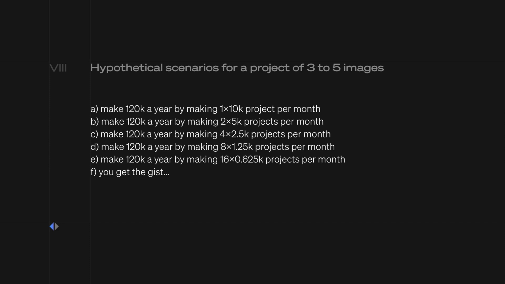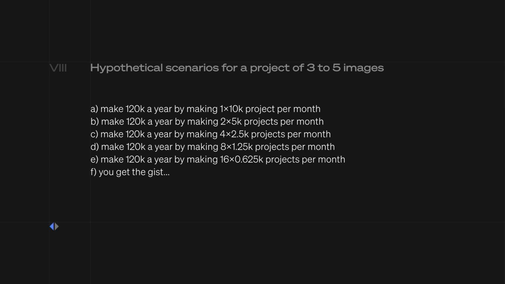And scenario E, make 120K a year by making 16 times 0.625K project per month, meaning you would charge 0.625K for 3 to 5 images, so around $200 per image, working on 196 projects in a year. In terms of work, scenario A implies roughly a week to 10 days of work for the entire month, or roughly speaking, 40 hours of work.